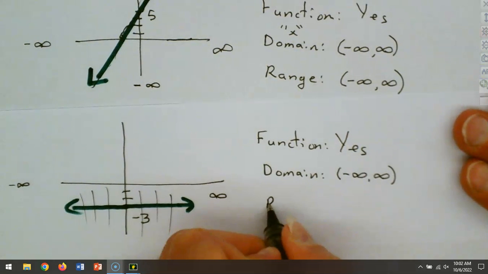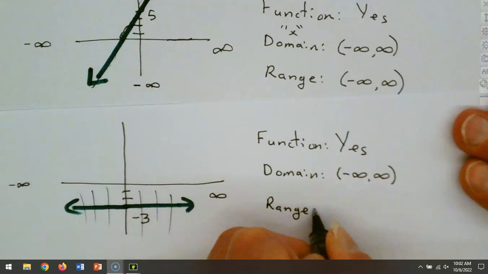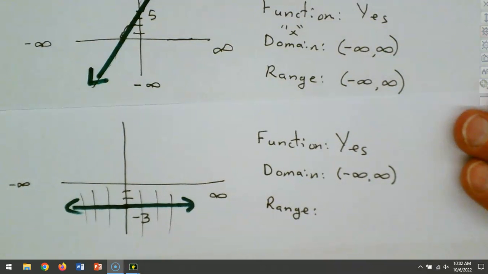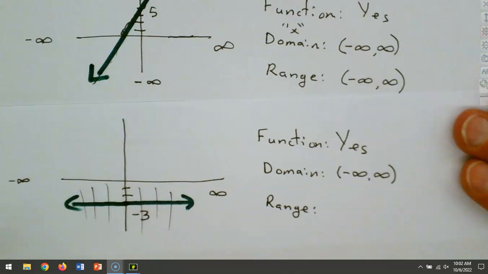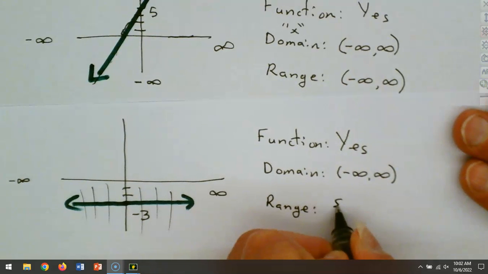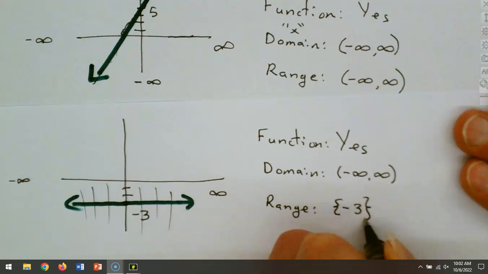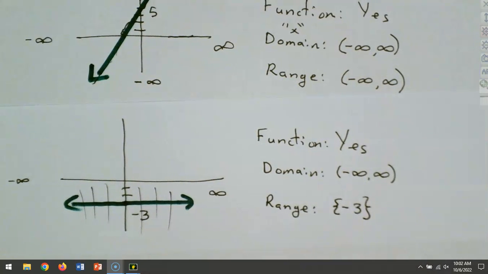Now, what about the range, the up and down part? Okay, can we go up or down any? No. What is this graph doing? It's staying fixed at what number? It's stuck at what number? Negative 3. So my range would simply be negative 3. And that's it. So it's a function. It has a domain of negative to positive infinity, and it has a range of negative 3.